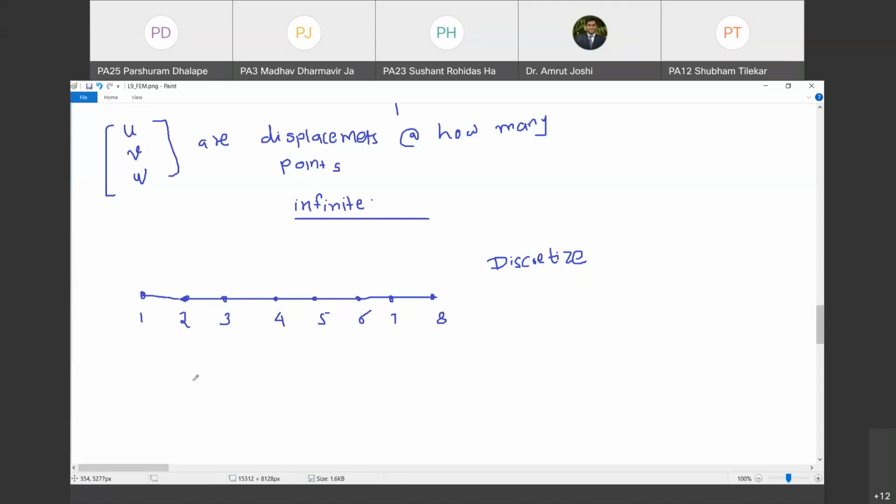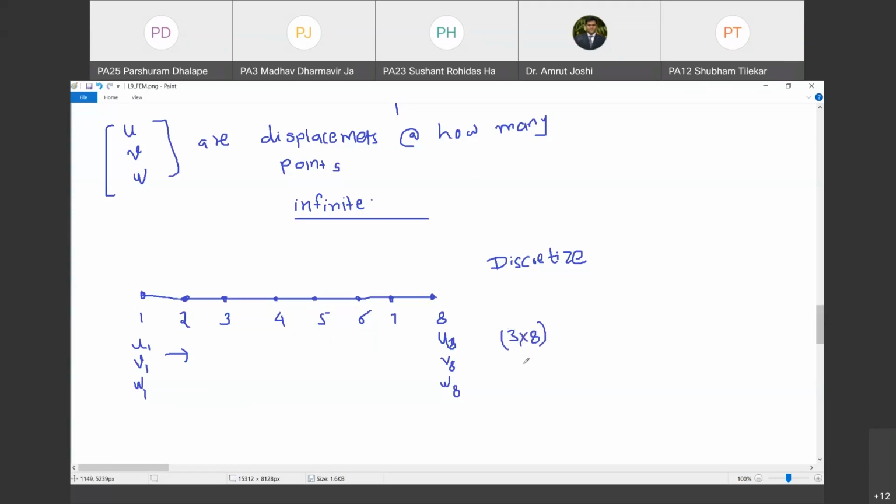Yes. And now what I'm going to do is take only displacements at these points as unknowns. So I'm going to consider U1, V1, and W1 as unknowns. Similarly, U2, V2, W2, U3, V3, W3, up to U8, V8, and W8 as unknowns. So how many unknowns do I have now? At each of these points, 3. So 3 into 8. I have reduced infinite unknowns to 3 into 8 unknowns.